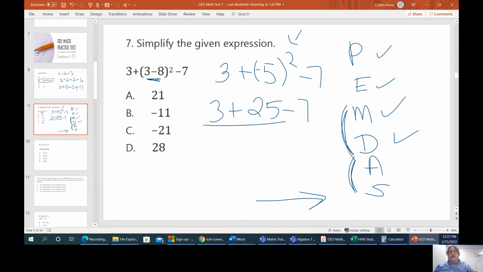So I'll put these two guys together. I've got 3 plus 25 is 28. Minus 7 is going to be 21. So that's our guy. All right, next up.